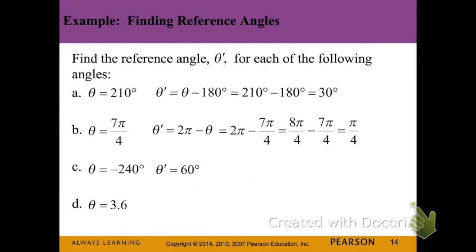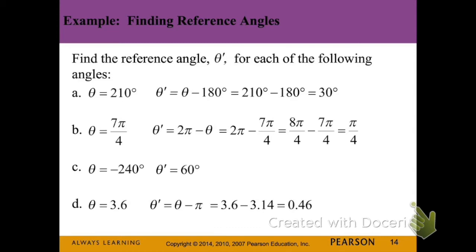And then finally we have theta equals 3.6. Some of you may be wondering if this is a radian or a degree, since it doesn't have a pi or a degree symbol. Anytime it doesn't have a degree symbol, it's going to be a radian. So this is a radian, and we need to think about the different radians we have on our unit circle. So I know that pi is 3.14, so this is going to lie in the third quadrant. So we need to do 3.6 minus pi, or minus 3.14, and we get 0.46 as our reference angle.